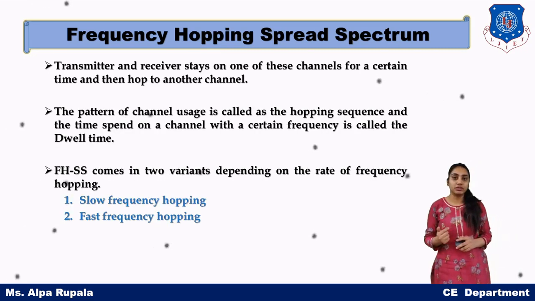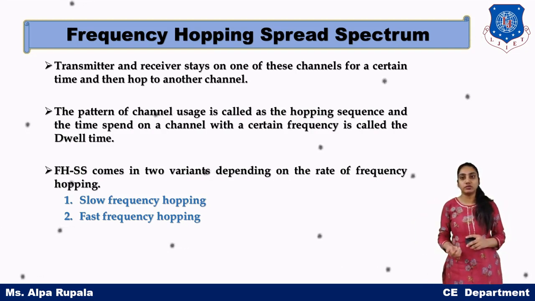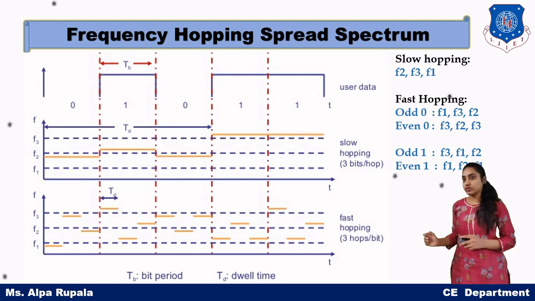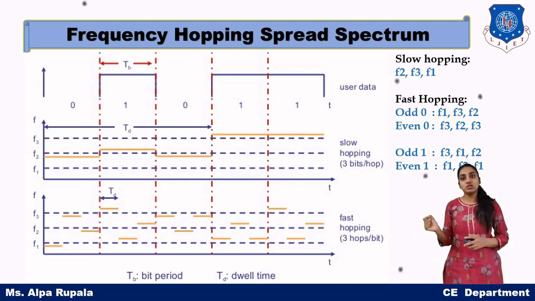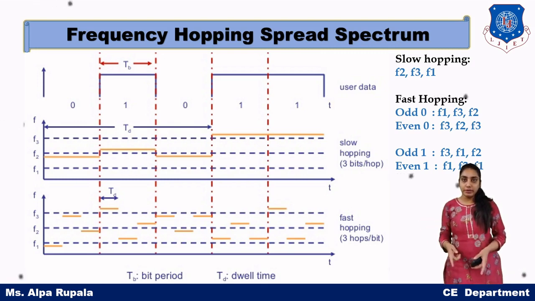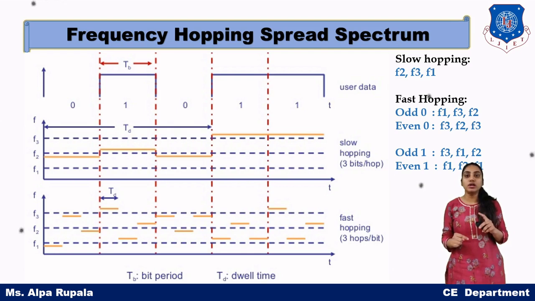Now the next topic is types of frequency hopping. We have two types: slow frequency hopping and fast frequency hopping. First, slow frequency hopping. In slow frequency hopping we have bits per hop, like 3 bits per hop. Suppose in the frequency table I have a sequence of frequencies to be selected as F2, F3, F1, and I have decided 3 bits per hop.